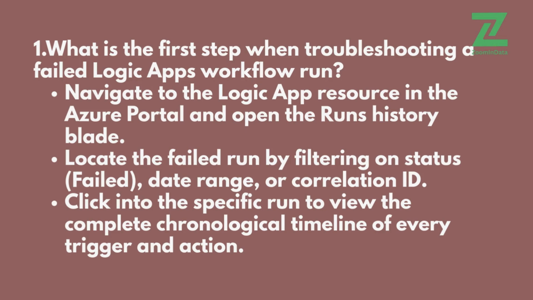What is the first step when troubleshooting a failed Logic Apps workflow run? Navigate to the Logic App resource in the Azure portal and open the Run History blade. Locate the failed run by filtering on status, failed, date range, or correlation ID. Click into the specific run to view the complete chronological timeline of every trigger and action.